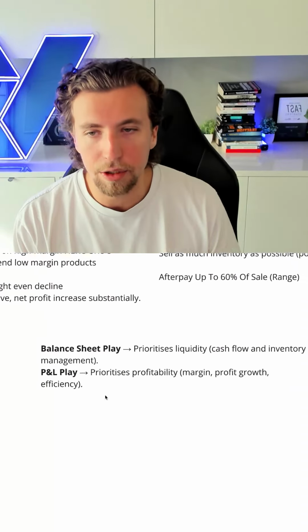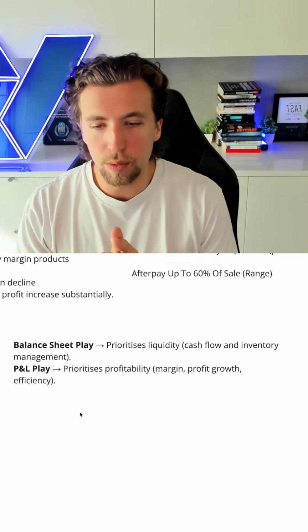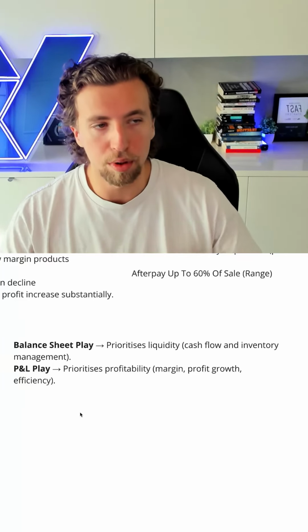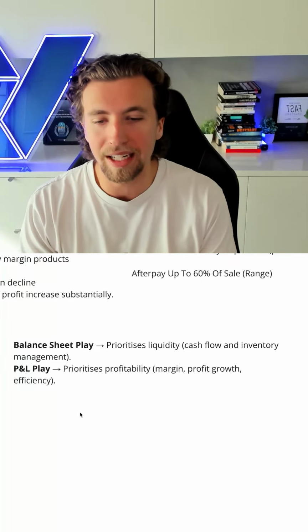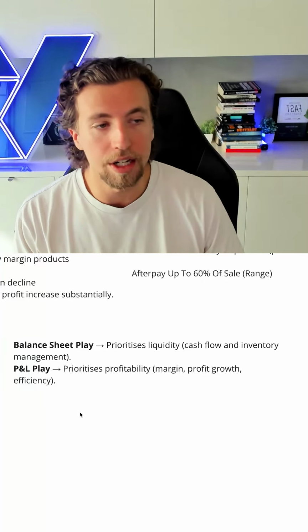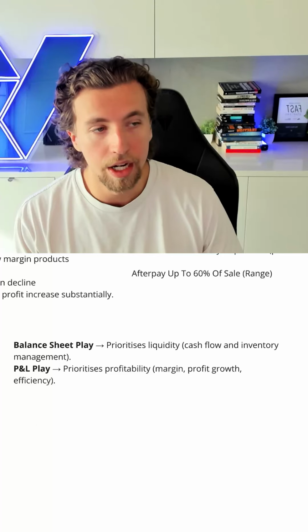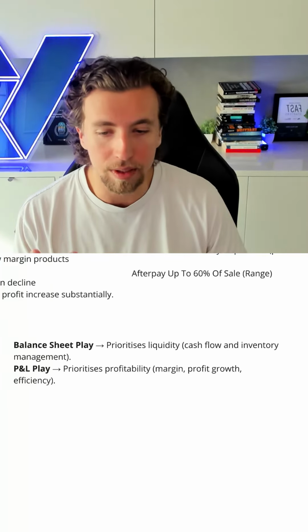And so ultimately you need to be thinking about: are we doing a balance sheet play here, where we're prioritizing liquidity, cash flow, and inventory management? Or are we going to make a P&L play, where we're going to prioritize profitability, which is improving margin, improving profit growth, and improving marketing efficiency?